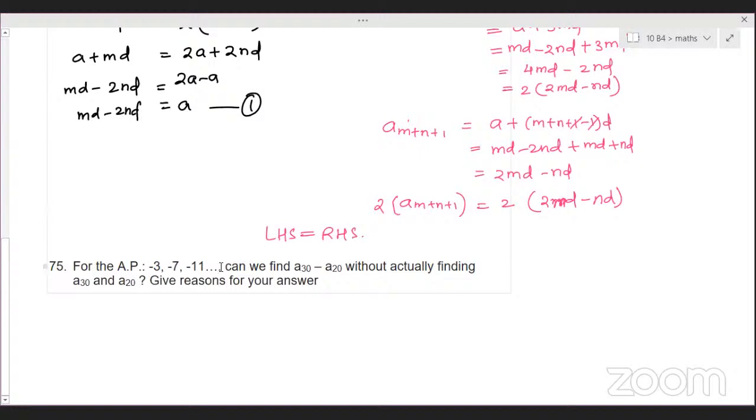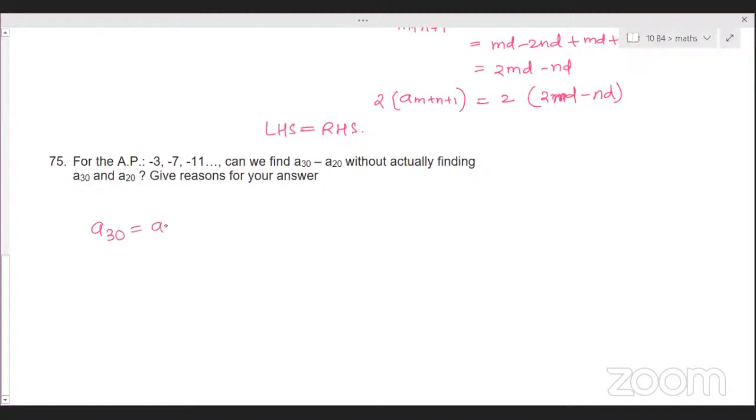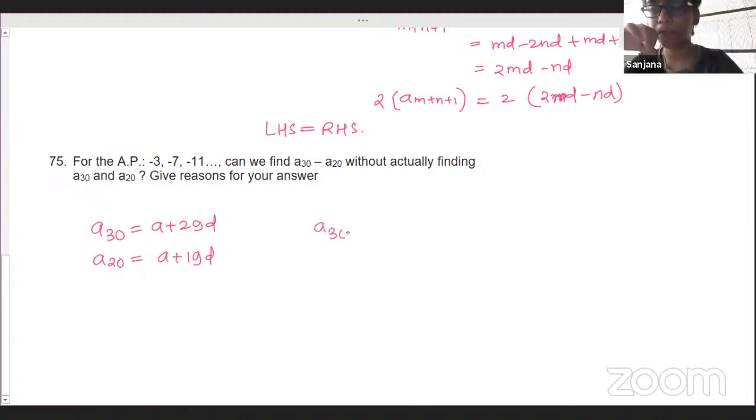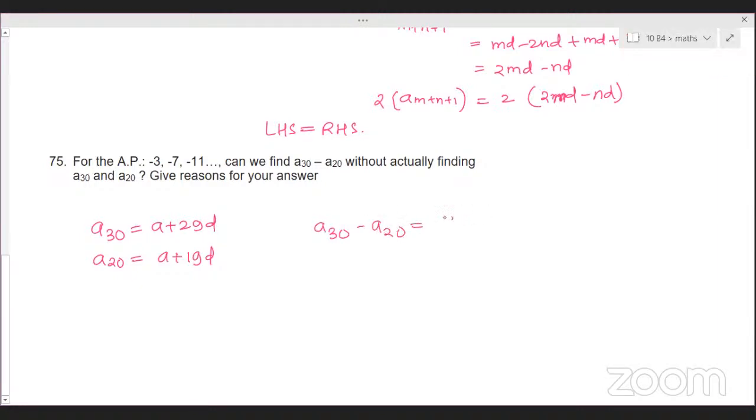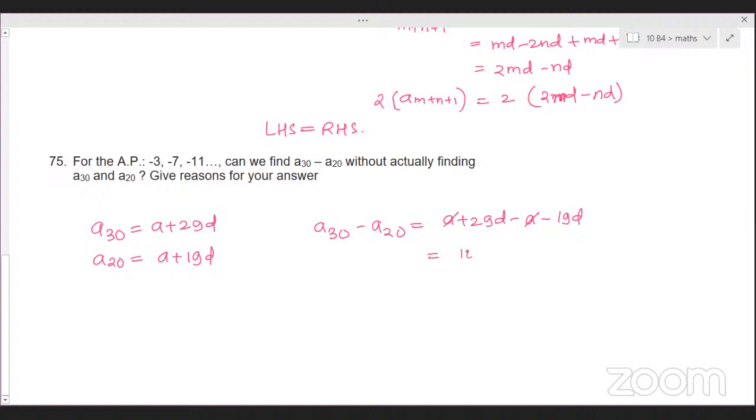For the 75th, you have to find this. This is an AP. Can we find A30 minus A20 without actually finding the values of A30 and A20? Yes, we can. A30 is a plus 29d, and A20 is a plus 19d. So A30 minus A20 is equal to a plus 29d minus a minus 19d. The a's cancel. This is 10d. So we can find the difference as 10 into the common difference.